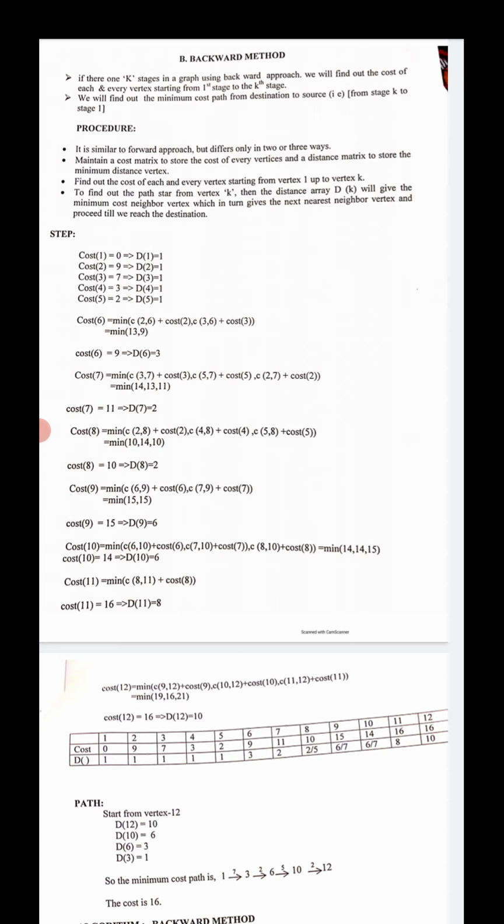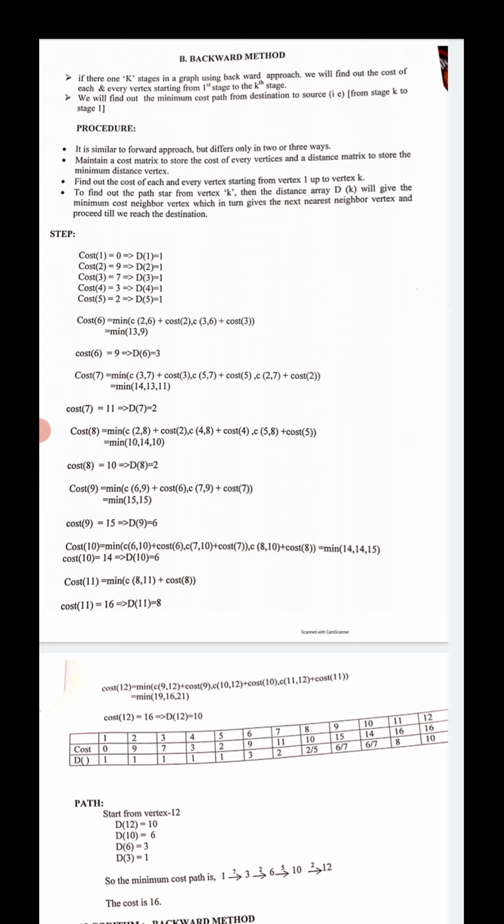Now we have to get the destination of 6 value. For the destination of 6, we look at where you can get the minimum value, 13 comma 9, 9 is the minimum value. That's why we have taken cost of 3. That's why the cost of 3 is the destination of 6. Destination of 6 will be 3. Okay, here look at where the minimum value comes from: cost of 3 comma 6 plus cost of 3. That minimum value is 9. That's why the destination of 6 will be 3.